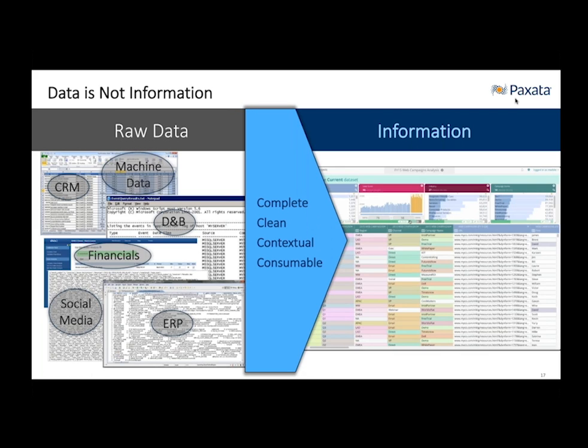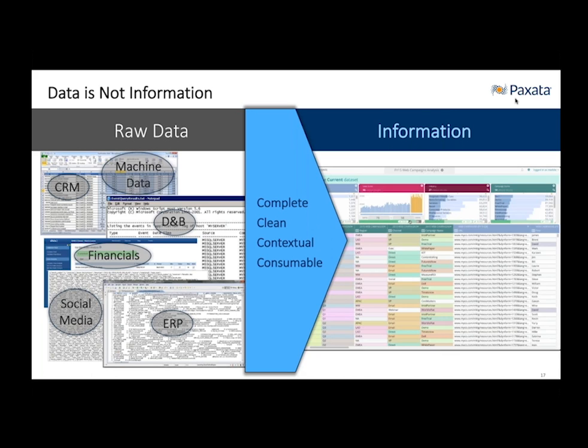For us, the difference between raw data and the information is how do we take raw data and make it complete so that you have the full data set necessary to make the business decision? How do you make it clean so that the syntax is standardized and the semantics are normalized across all the data sets you're working with?